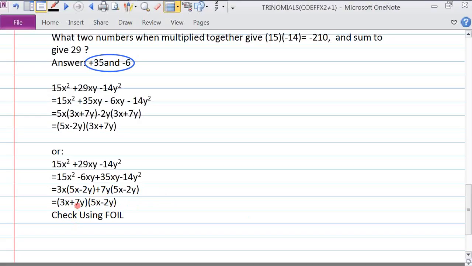So if you combine, let's look at the inner and outer terms. The 3x times the 5x gives me the 15x squared. The plus 7y times the minus 2y gives me the minus 14y squared. And I combine the outer, which is minus 6xy, 2x times minus 3y is minus 6xy, and here 7 times 5xy is 35xy. 35xy minus 6xy gives me plus 29xy.